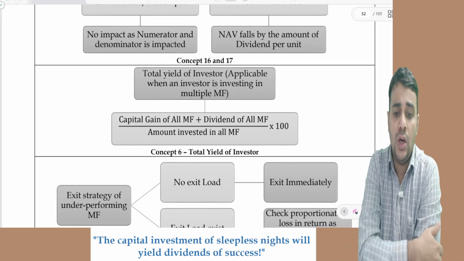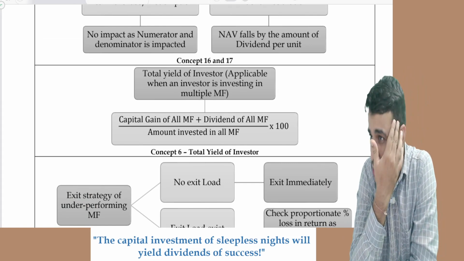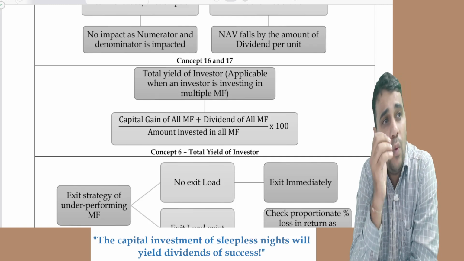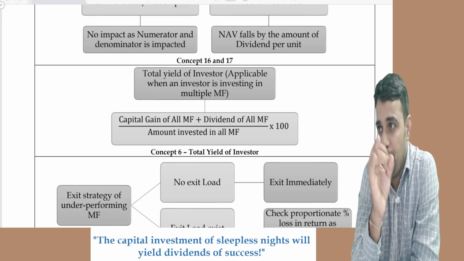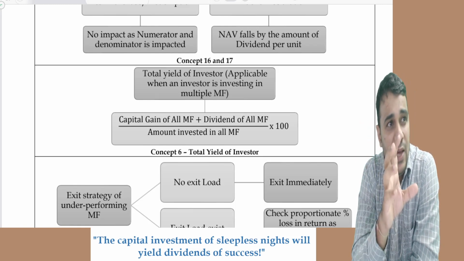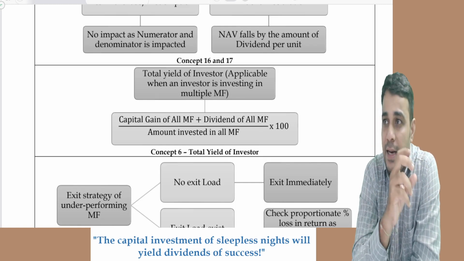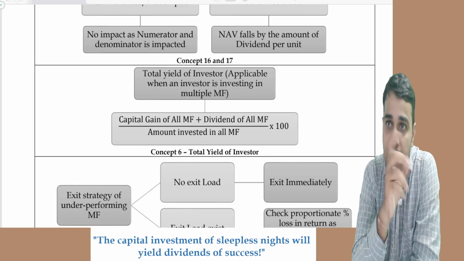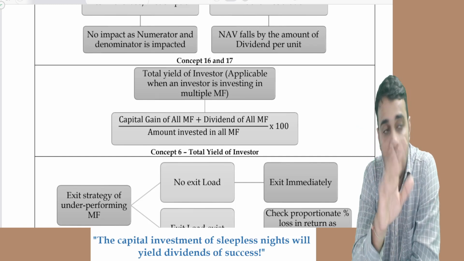Next, total yield of investor. This is asked in one exam question by ICA. What is total yield of investor? Say one mutual fund investor invests in MFA, MFB, MFC. For A, you can separately calculate return, which is 4%. For B, separately 8%. For C, separately 5%. You cannot say 4 plus 8 plus 5. Percentages cannot be added. Then what do I do?